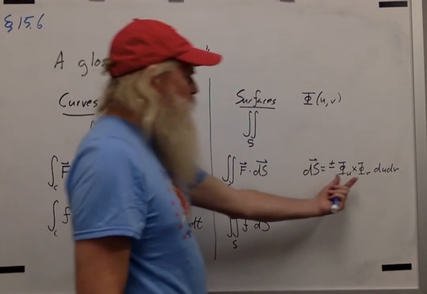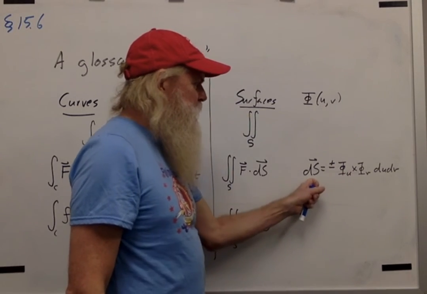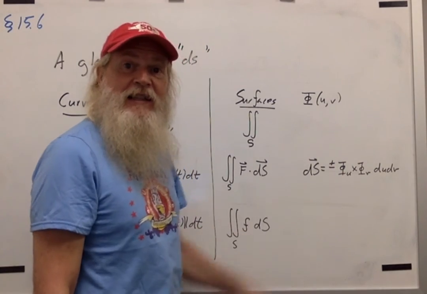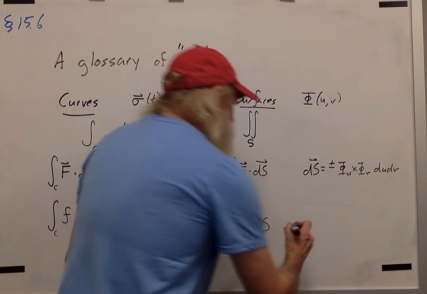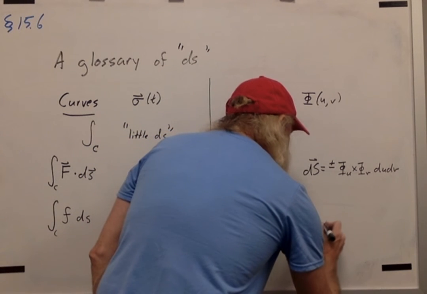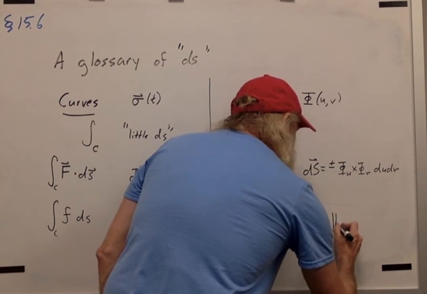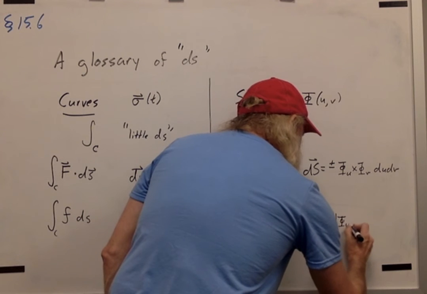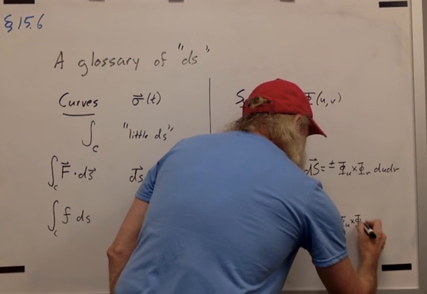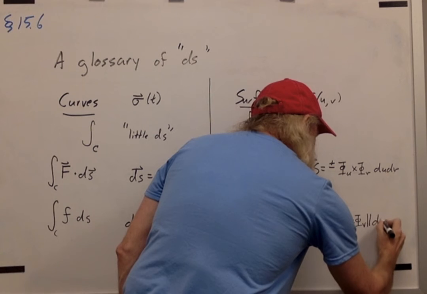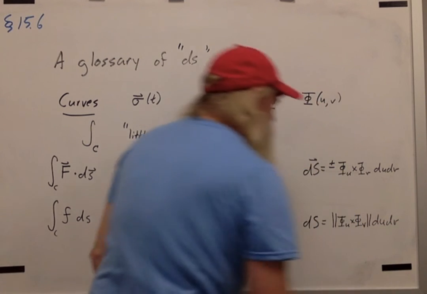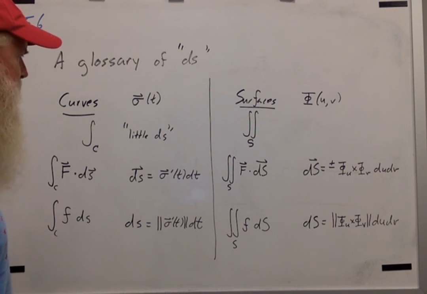Notice that when you cross 2 vectors, you get another vector. So big ds, big vector ds, is a vector quantity, while big scalar ds is the magnitude of d phi du crossed with d phi dv times du dv.